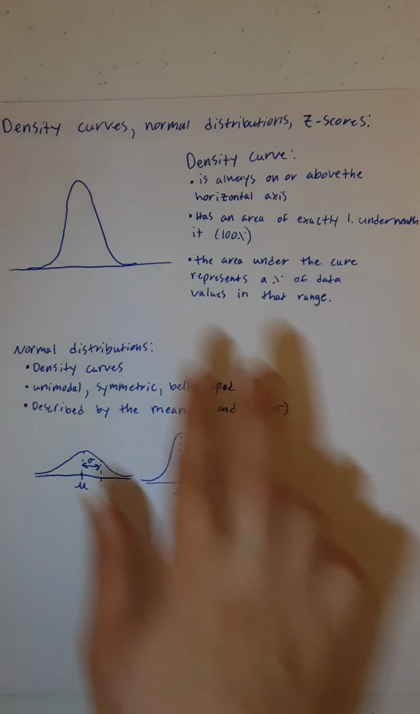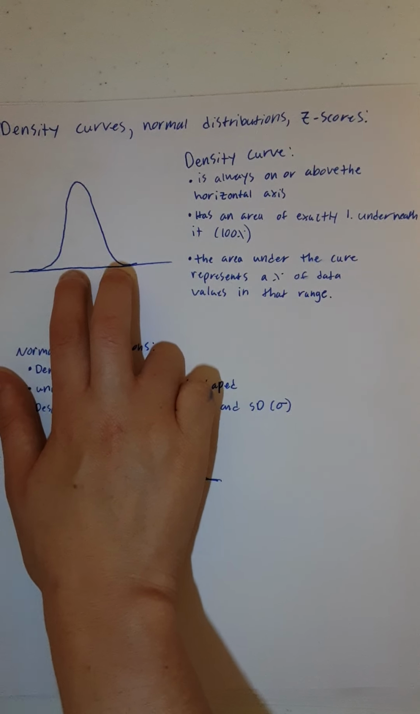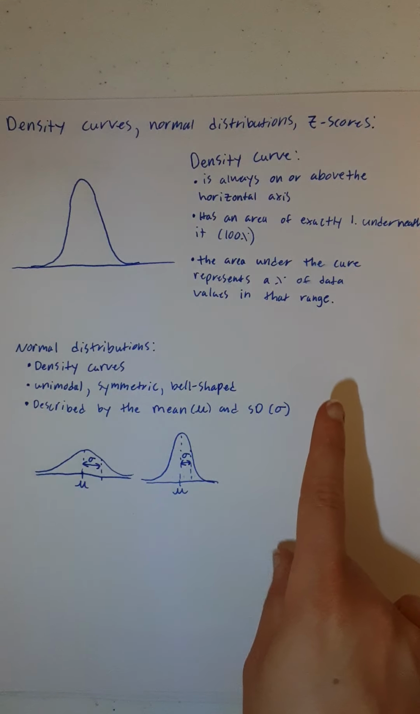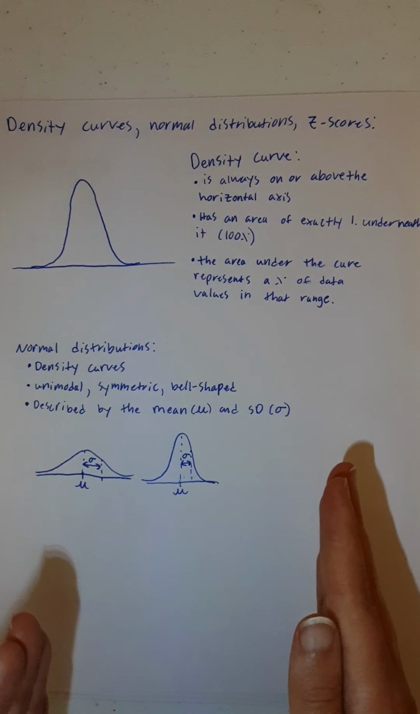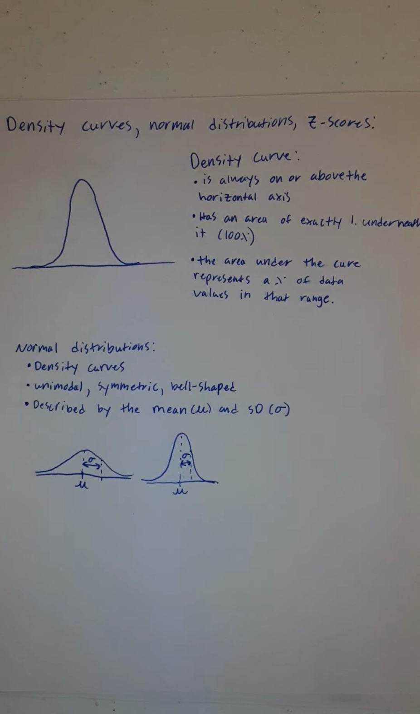in that range. So if I were to shade between two values and find the area of that shaded area, that would be the percent of data values that fell between the two endpoints on the x-axis of that shading. We're going to look more into that in future lessons.